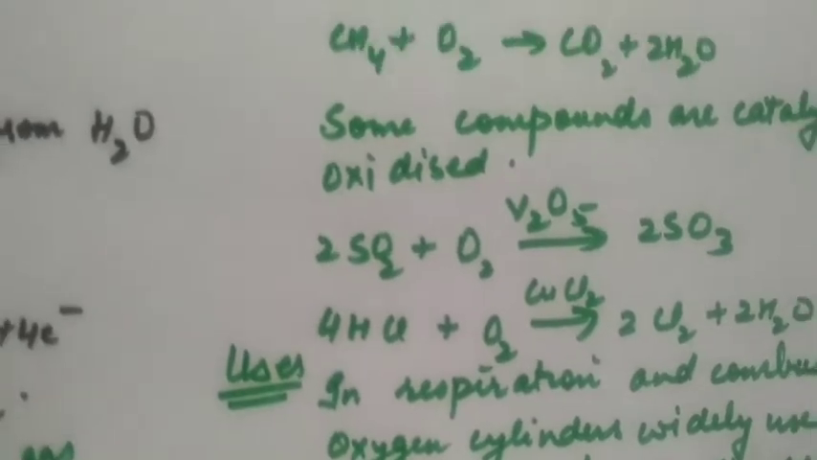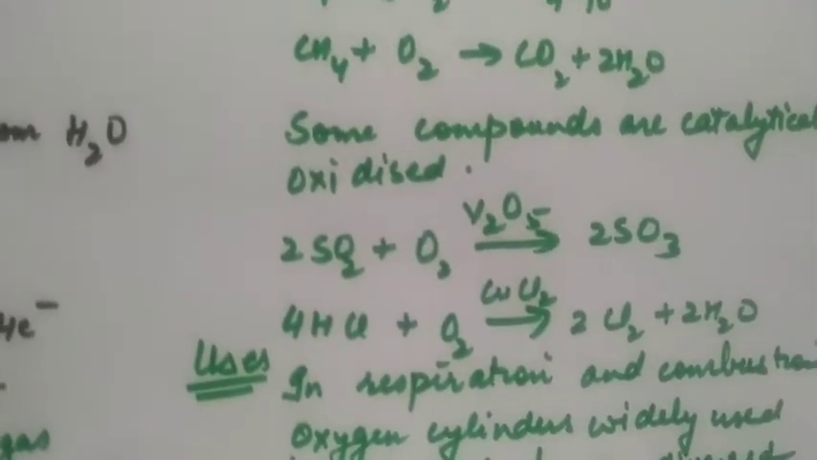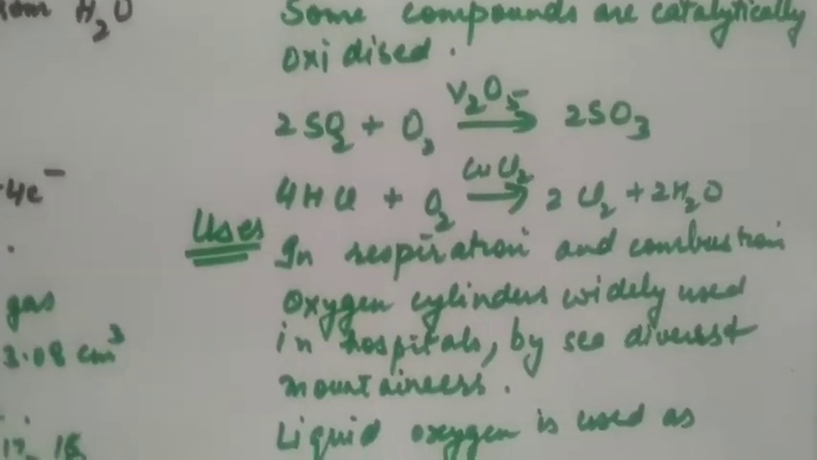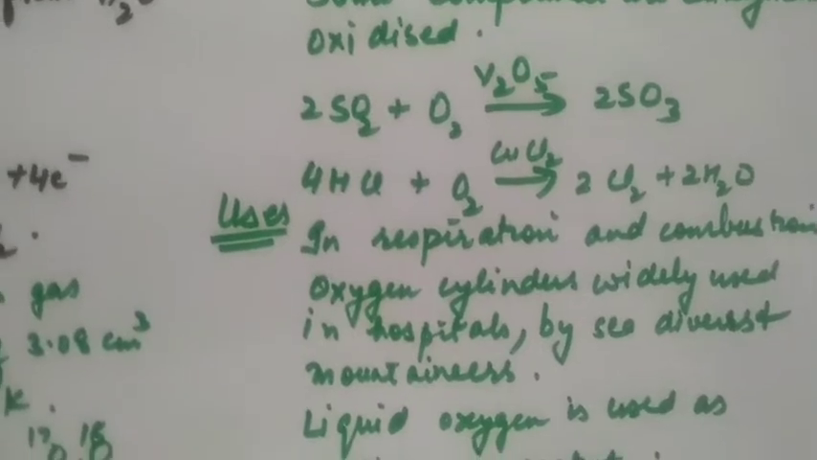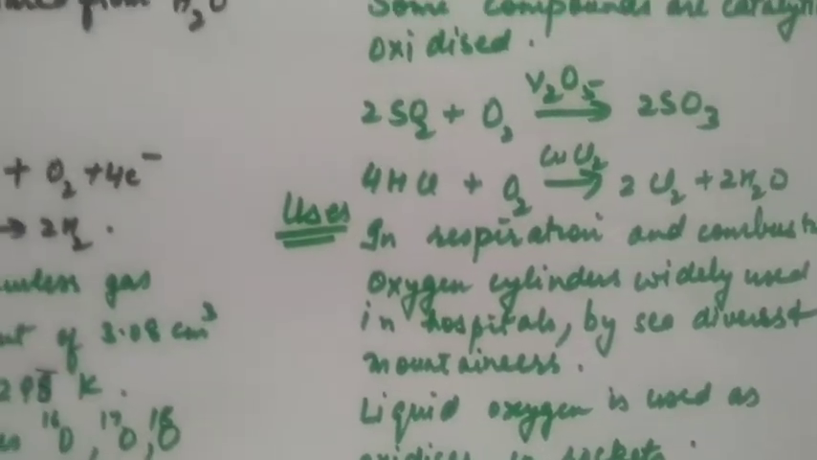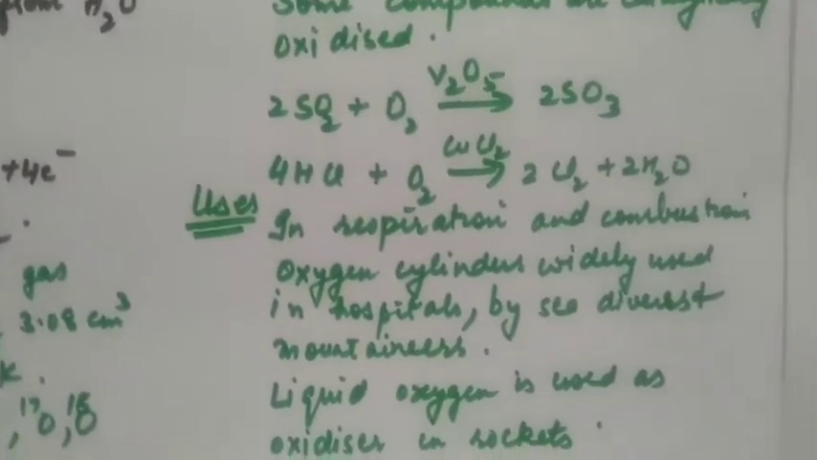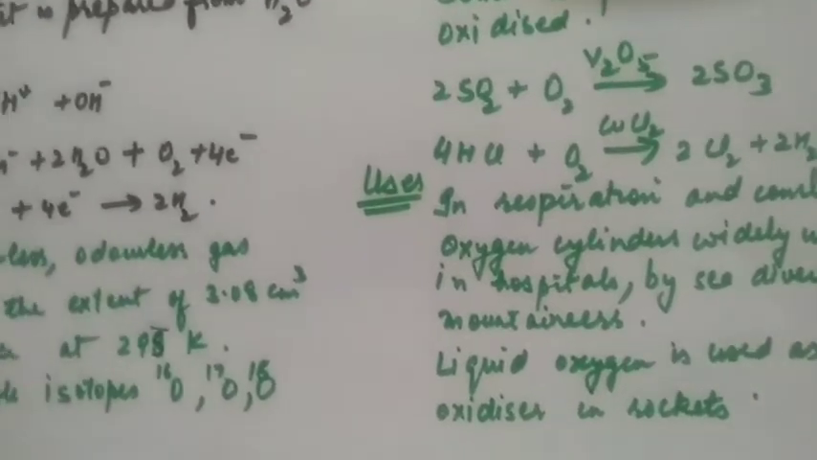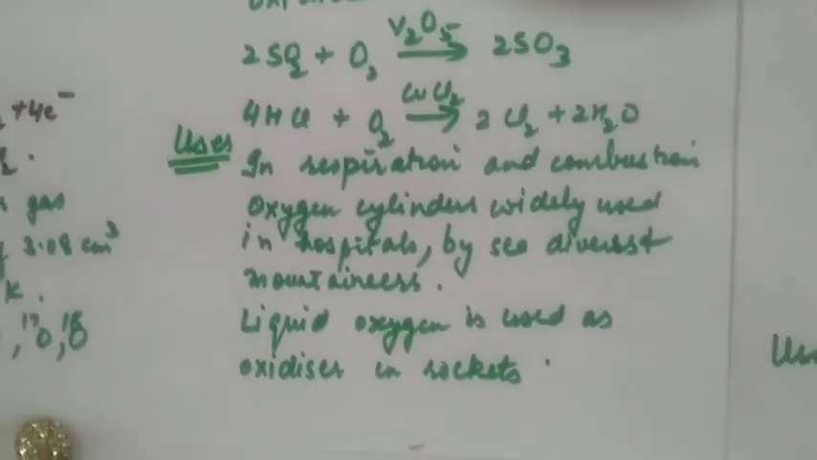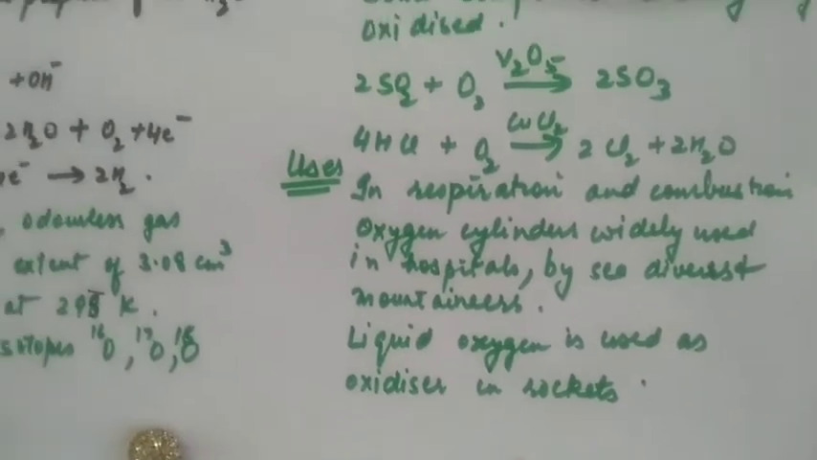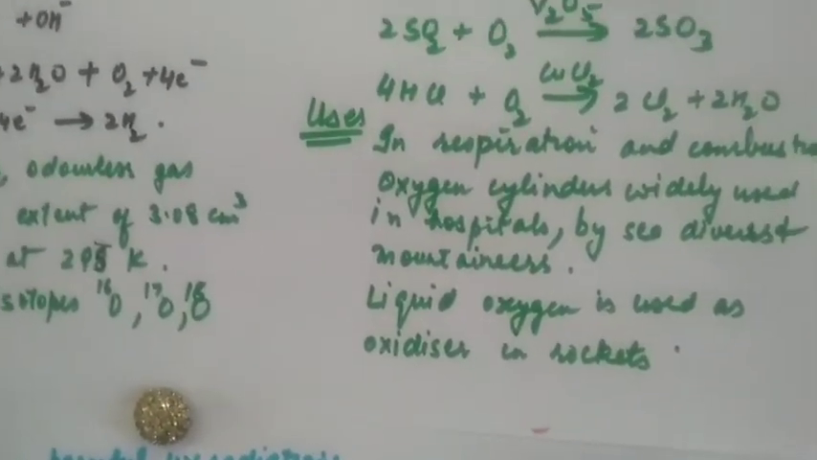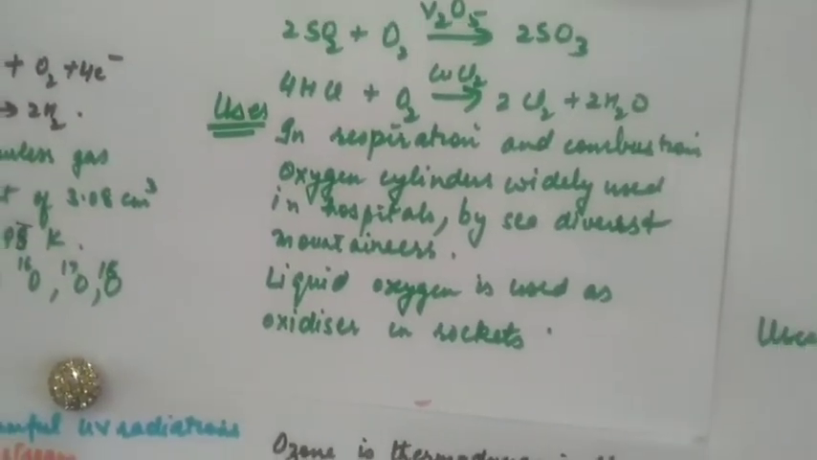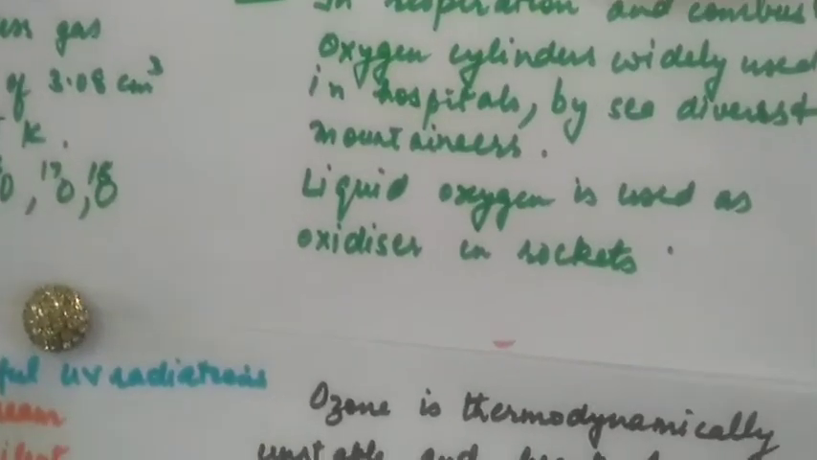Sulfur dioxide is oxidized by dioxygen in presence of vanadium pentoxide, forming sulfur trioxide, which forms the basis of manufacture of sulfuric acid in the contact process. Hydrogen chloride can also be oxidized in presence of copper chloride to form chlorine and water. Dioxygen is widely used, for example, in respiration and combustion. Oxygen cylinders are widely used in hospitals, by sea divers and mountaineers. Liquid oxygen is used as an oxidizer in rockets for fuels.